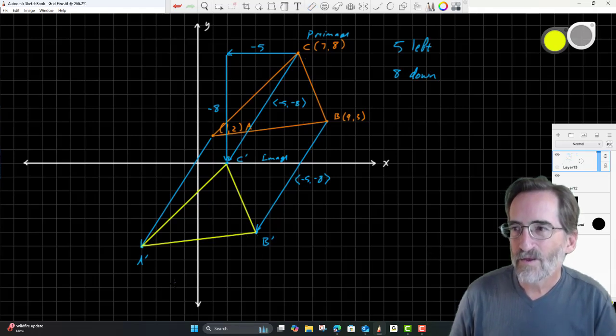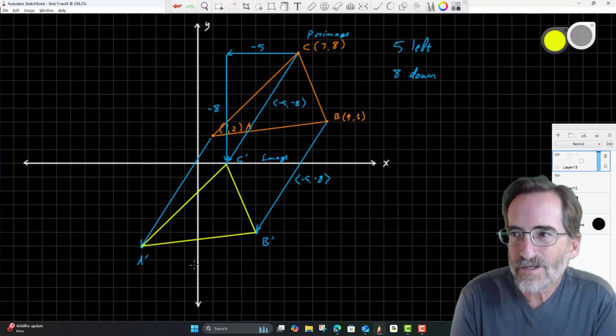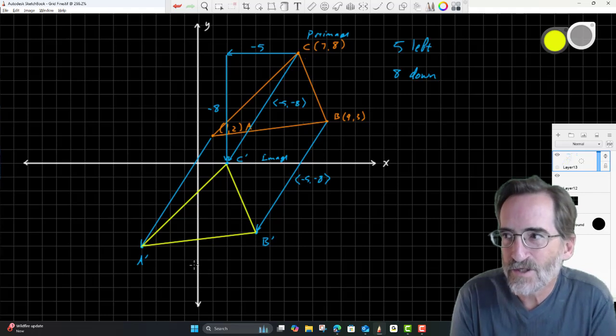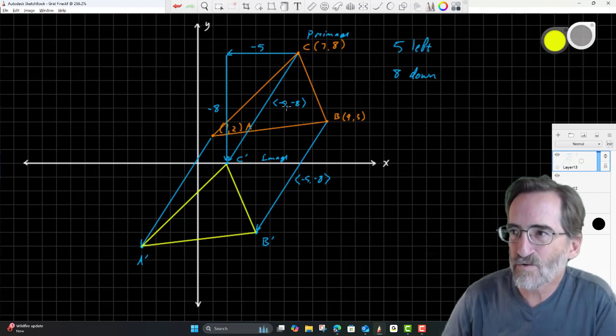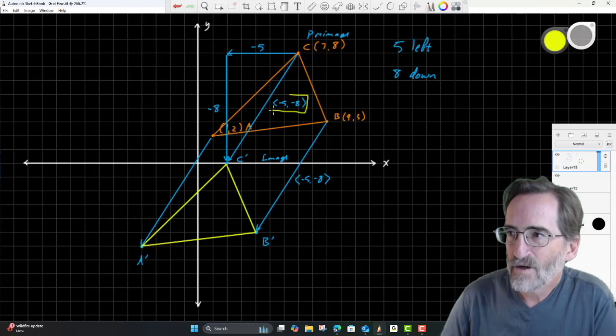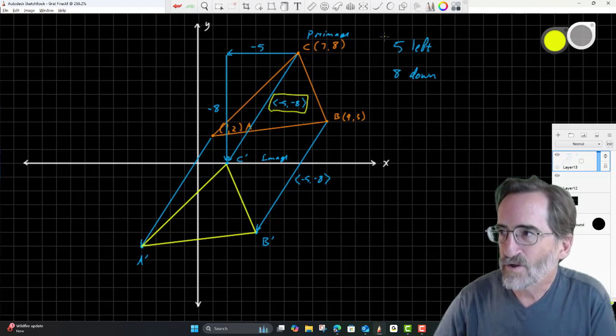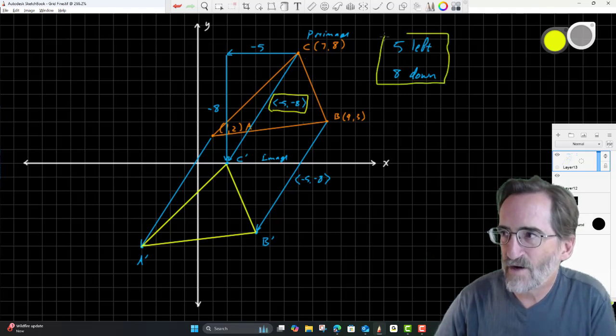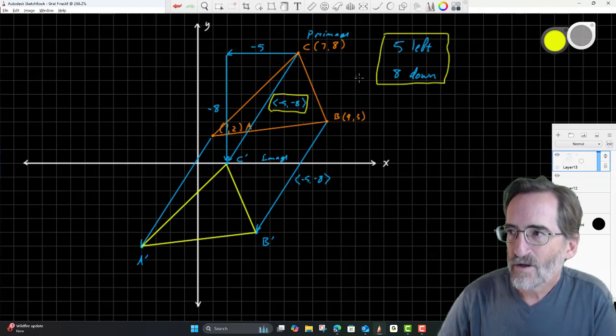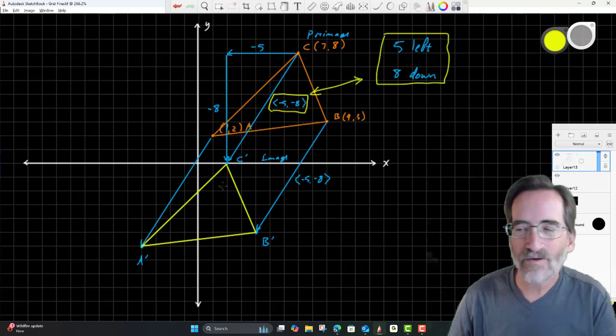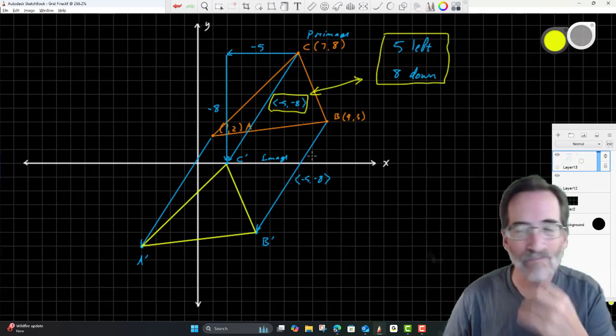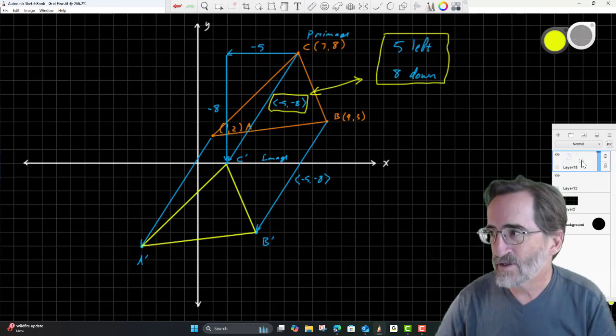And there we go. So that's the nature of a translation. We use vectors to describe the translation, and we can use language to describe the translation: 5 left, 8 down, and this vector is equivalent to the 5 left, 8 down. Okay, let's try one more example here to see if we can help make sense.